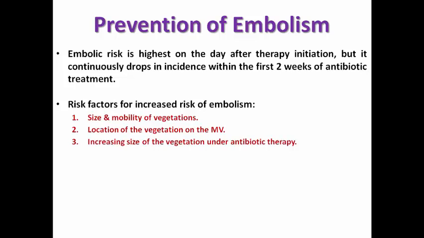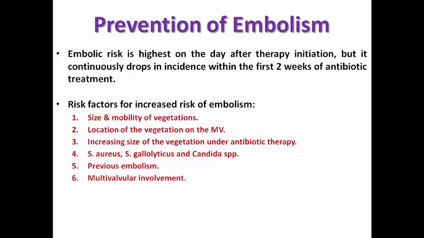Increasing size of the vegetation on follow-up echo under antibiotics. Staph aureus is one of the highest bacteria for the risk of embolization, also Staph lugdunensis and Candida. If the patient already has a history of previous embolism, he can have a recurrence with a higher probability. Multivalvular involvement, of course: a patient with infection on only the mitral or aortic valve does not have the same risk as a patient with both aortic and mitral affected, as the risk would be higher.